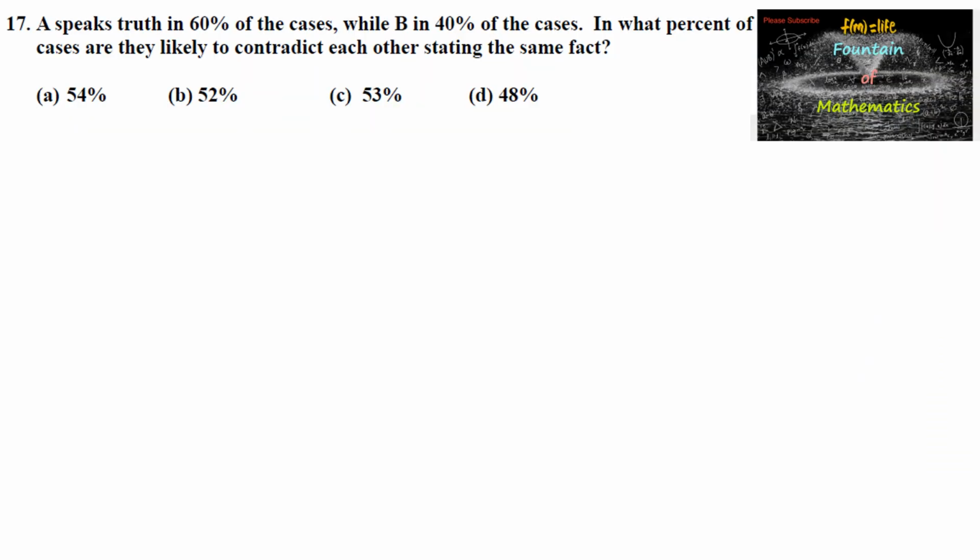A speaks truth in 60% of the cases, while B speaks truth in 40% of the cases. In what percent of cases are they likely to contradict each other stating the same fact? So here A speaks truth 60%, that is 60/100, we can say 6/10. Then A speaks false will be 1 - 6/10, which is 4/10.